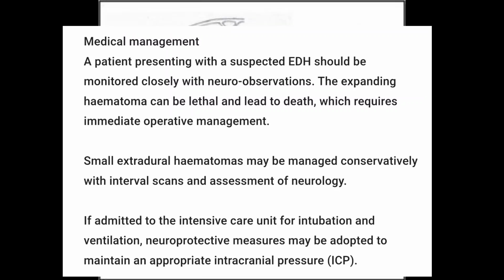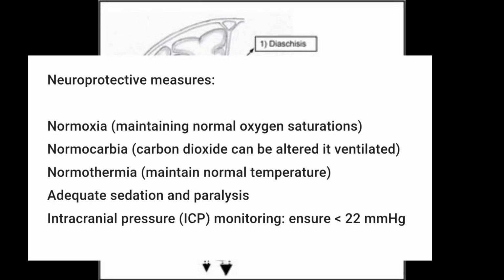Small extradural hematomas may be managed conservatively with interval scans and assessment of neurology. If admitted to the intensive care unit for intubation and ventilation, neuroprotective measures may be adopted to maintain an appropriate intracranial pressure, ICP. Neuroprotective measures: normoxia, maintaining normal oxygen saturations; normocarbia, carbon dioxide can be altered if ventilated; normothermia, maintain normal temperature; adequate sedation and paralysis; intracranial pressure, ICP monitoring, ensure less than 22 millimeters of mercury.